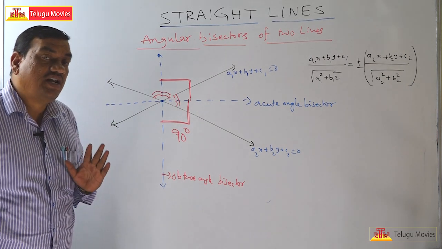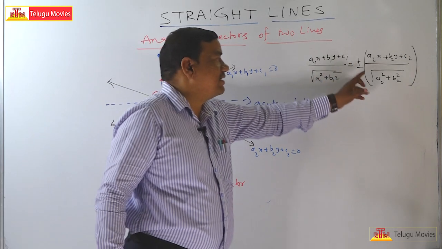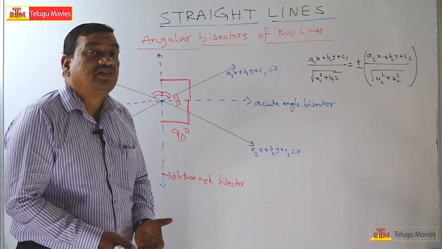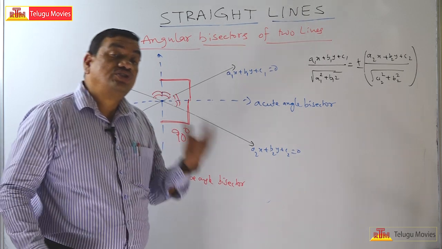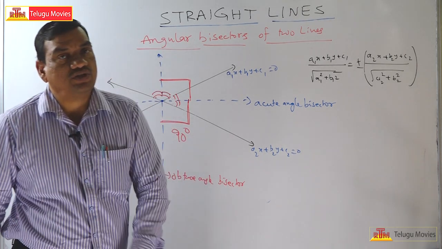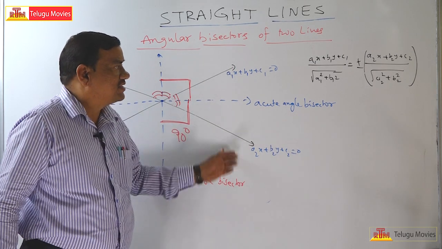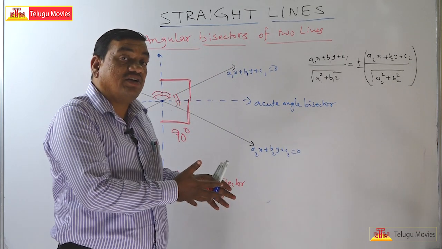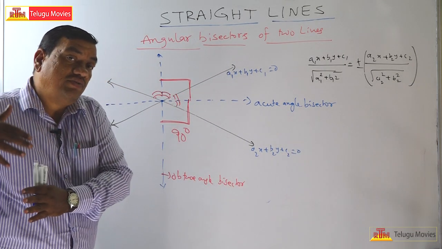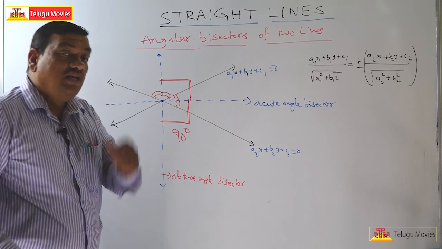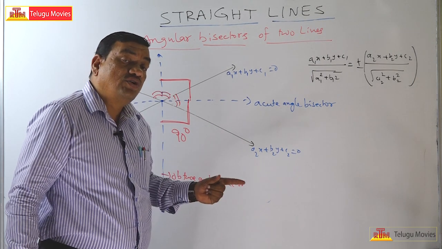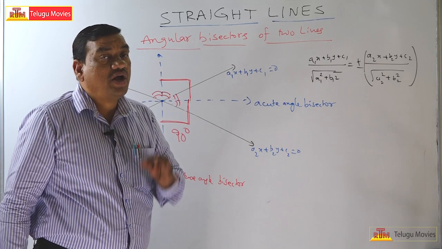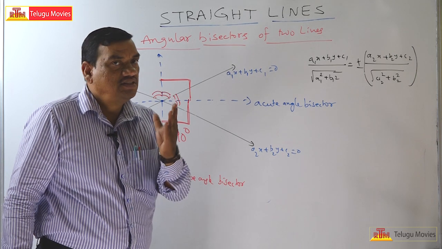But here one confusion arises. If you take plus and minus, you will get two equations. No problem, two equations. But how to decide which is the acute angle bisector and which is the obtuse angle bisector? Given two lines, we take plus and get the equation of one line, and if we take minus, we get the equation of another line. So, I will tell you a short trick. Let us see the trick.